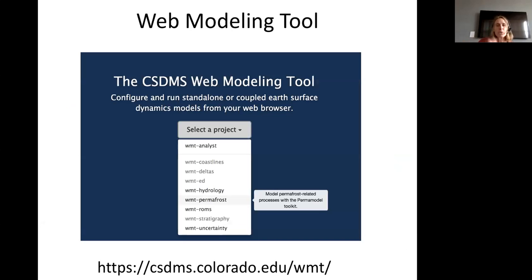So what does the web modeling tool look like? It's basically a web-based interface. You would type in this web address, csdms.colorado.edu/WMT, and then you'd be presented with this screen, or this first entry screen.